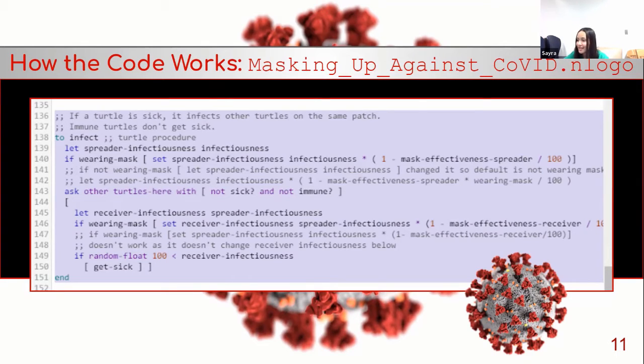For the receiver to be infected, it is very similar. It's a very similar procedure for the code. And for both equations, for spreader and receiver, we subtract from 1 in order to determine what amount of the infectiousness is being let through the mask. And we divide by 100 as we are converting a percentage from our slider variable.